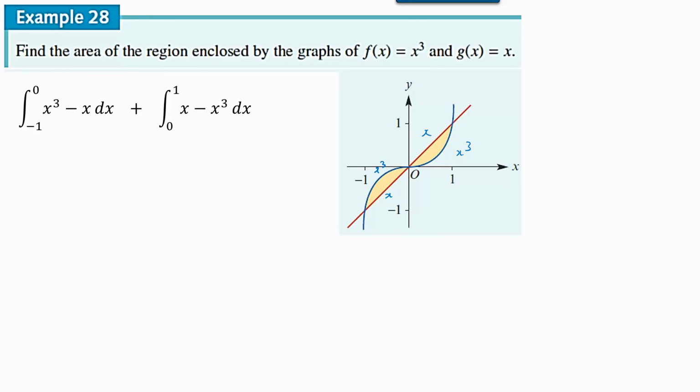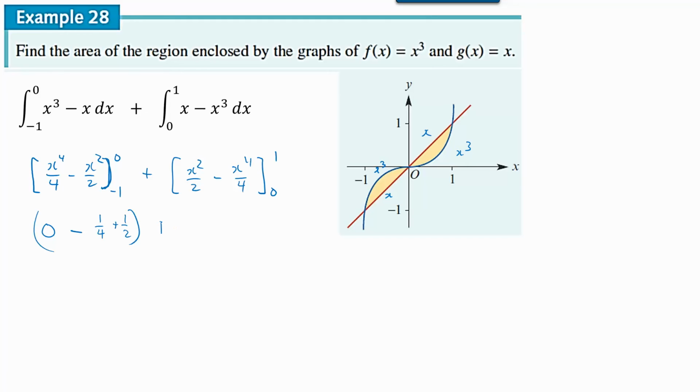Okay. So if you did your integration right, let's work this out. You've got x to the power of 4 on 4 minus x squared on 2, from -1 to 0, plus x squared on 2 again, minus x to the power of 4 on 4, from 0 to 1. Substitute them all in, that's 0, minus, now sub in a -1, we'll make it 1/4 plus 1 on 2, plus, sub 1 in, you get half minus 1/4, take away 0, and let's work that out.